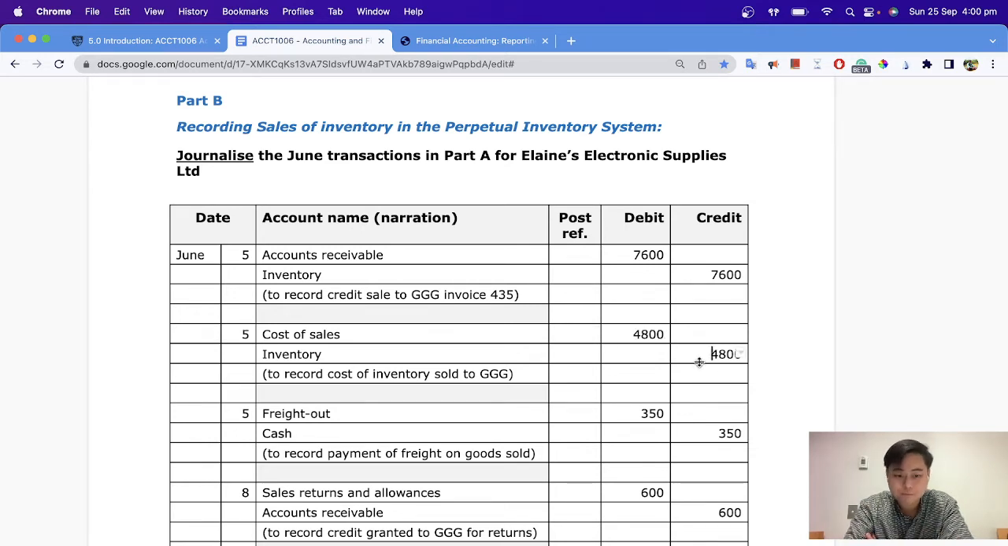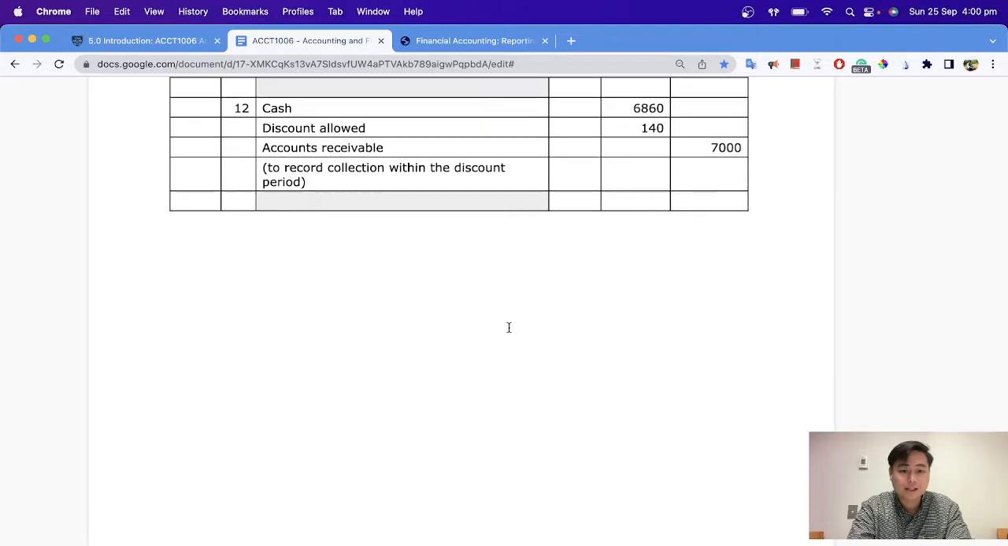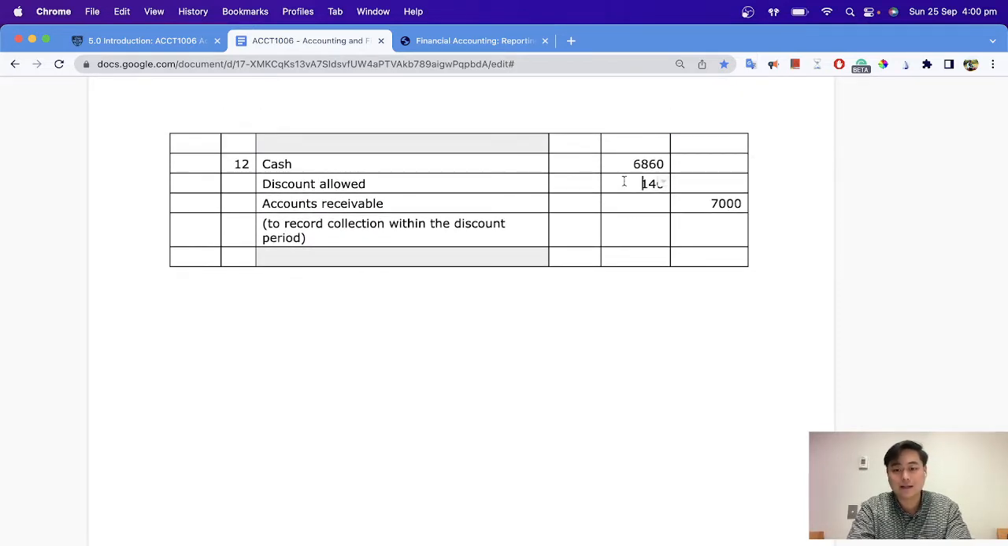So inventory goes down. Freight out, once again, depends on whether it is the buyer that pays the freight cost or the seller. In this case, we have the seller. It could also be the buyer. Sales returns and allowances are similar, but just reversed, and then inventory, cash and a discount allowed. So discount allowed is an expense, and accounts receivable is here.